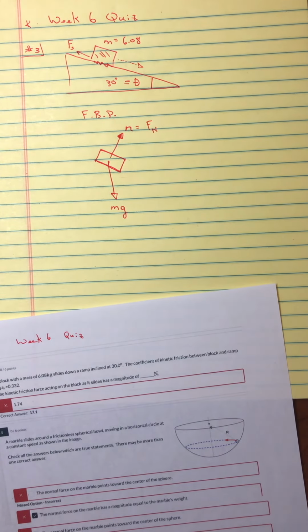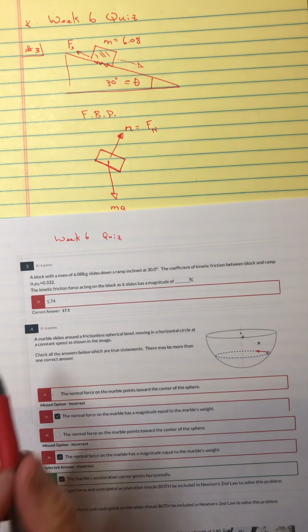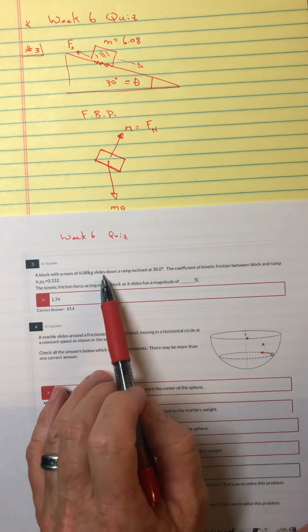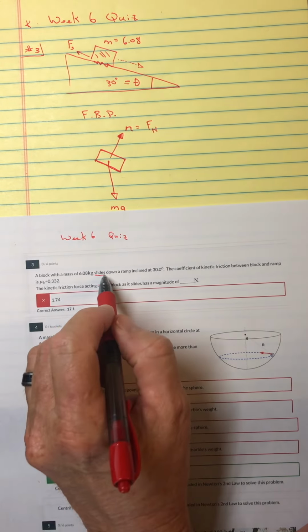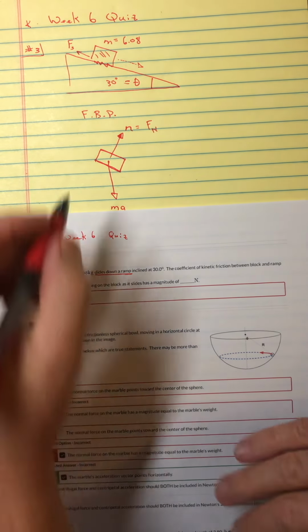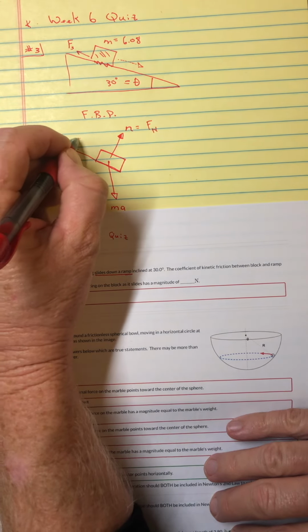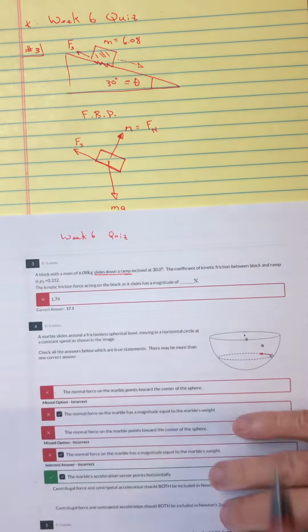Now, tangential to the surface would be the friction, and the friction would be opposite of the direction it's moving. So the problem indirectly implies it is moving. Oh, there it goes, sliding down. It actually says it. Slides down the ramp. So it actually says it's moving. And so the friction would then be up the ramp.